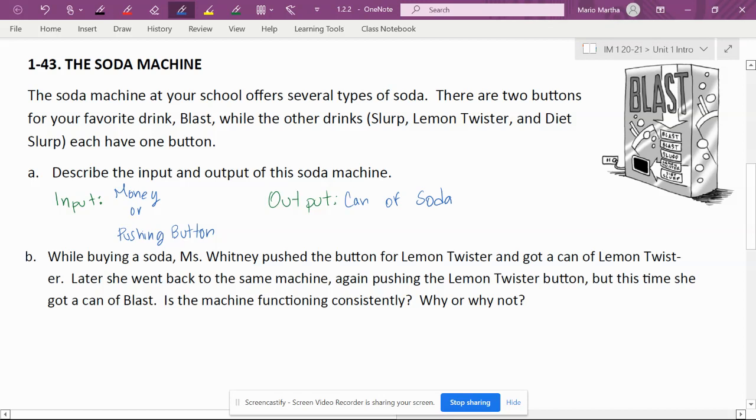Part B. While buying a soda, Ms. Whitney pushed the button for Lemon Twister and got a can of Lemon Twister. Later, she went back to the same machine again, pushing the Lemon Twister button, but this time she got a can of Blast. Is this machine functioning consistently? Why or why not?